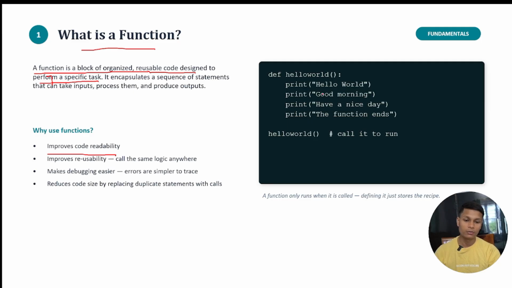Here you can see that we are going to write a function which is def hello world. If I'm calling hello world, what should be printed? Hello world will be printed, good morning will be printed, have a nice day will be printed, and the function ends will be printed. These four things are printed. If I want to print all this again, what can I do? I simply call my function again, but if I am not creating a function, I have to write these 4 lines again to print.